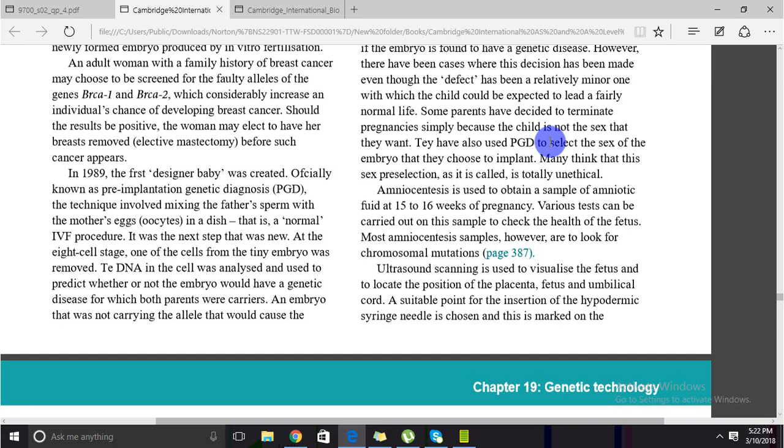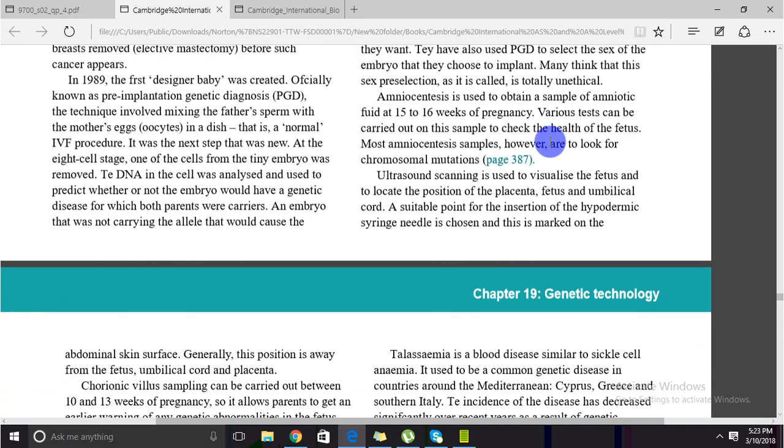An ultrasound scan is used during amniocentesis to visualize the fetus and to locate the position of the placenta, the fetus, and the umbilical cord. A suitable point for the insertion of the hypodermic needle is chosen and marked on the abdominal skin surface. Generally, this position is away from the fetus, the umbilical cord, and the placenta. That makes sense.